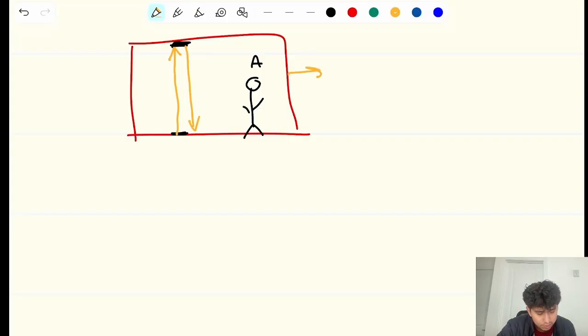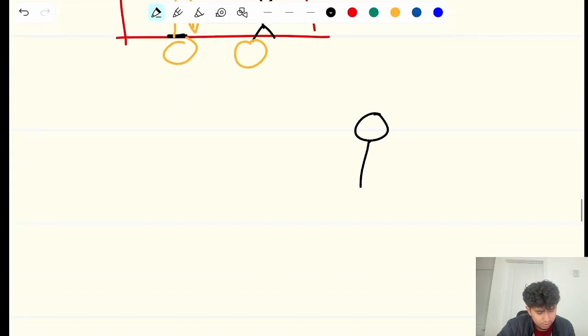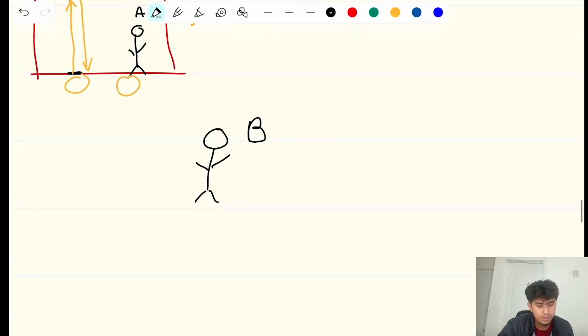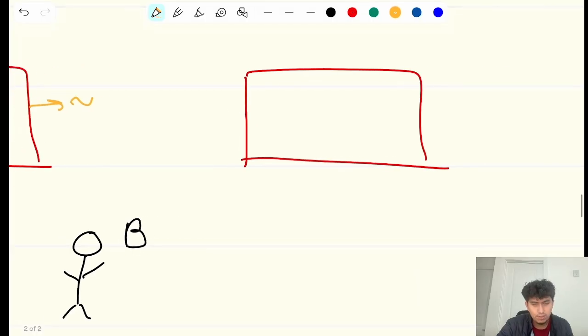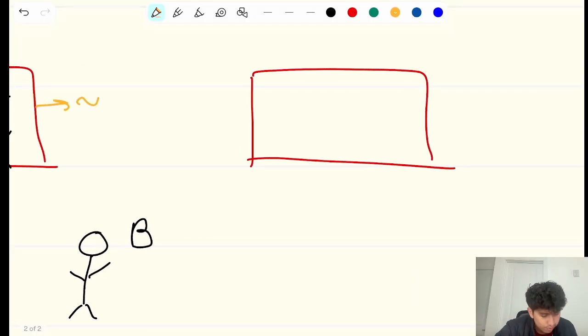So now let's say the train is moving, and then there's a person that's looking at the train. So from B, or Bob's perspective, the train would be moving, and the pulse of light, instead of being up and down, will be doing something more like a triangle, something like this.